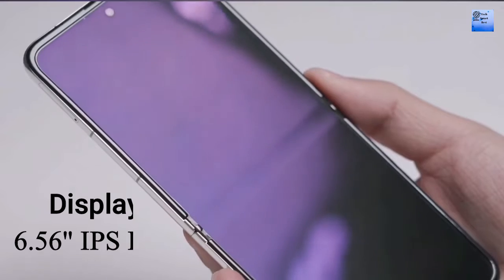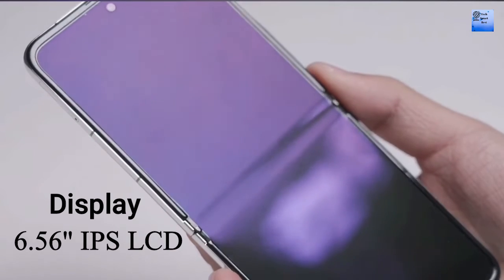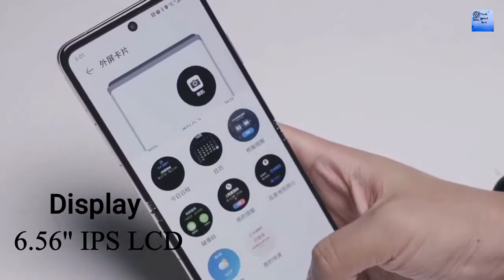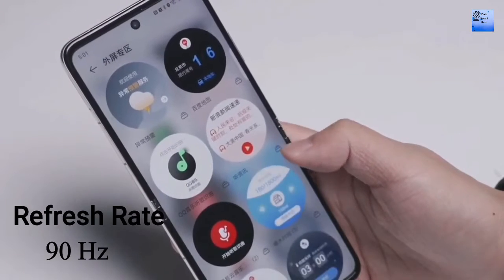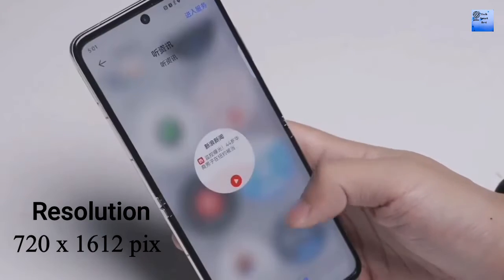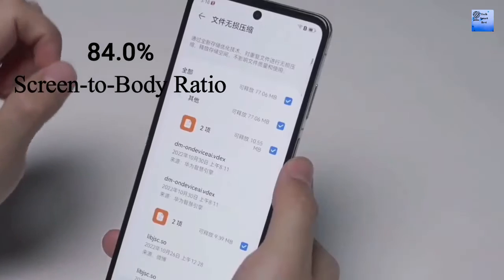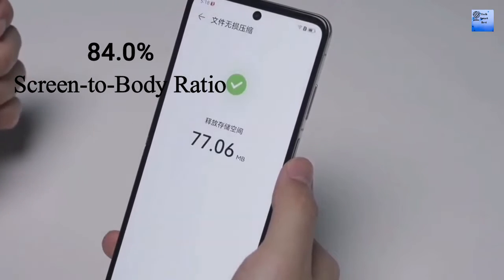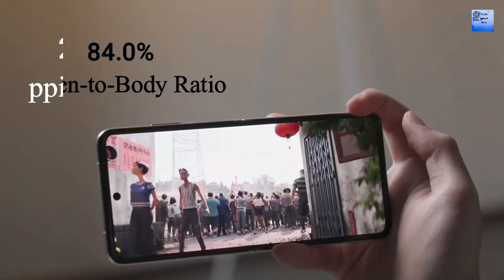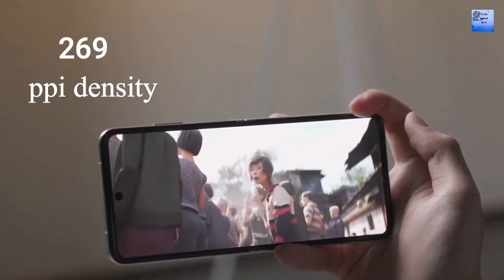The display of the smartphone is 6.56-inch IPS LCD. The refresh rate of the display is 90 Hz. Now I am telling about the screen-to-body ratio of the display of the smartphone: 84%. The resolution of the display is 720 by 1612 pixels. 269 ppi density of the display of the smartphone.